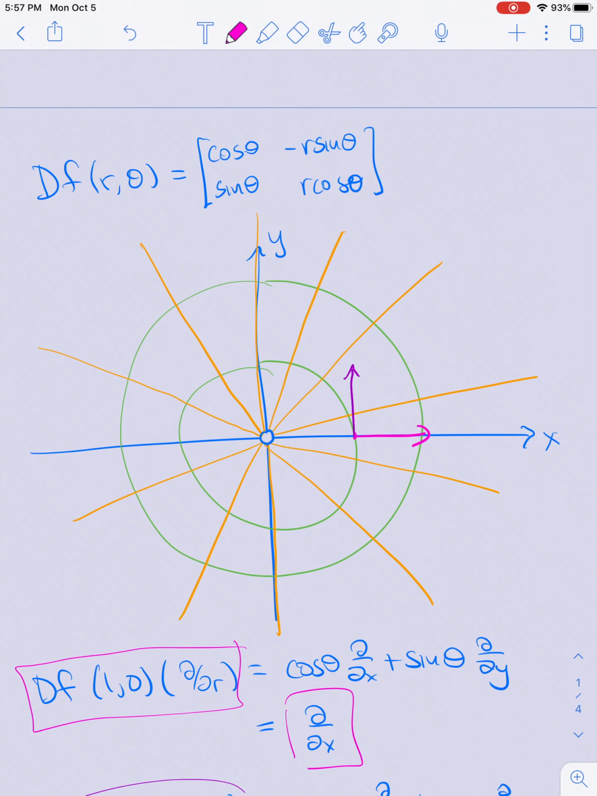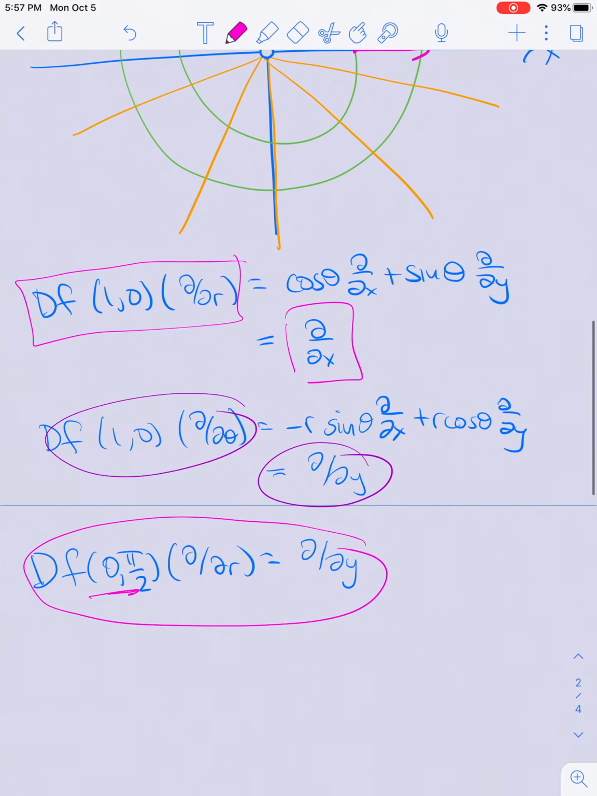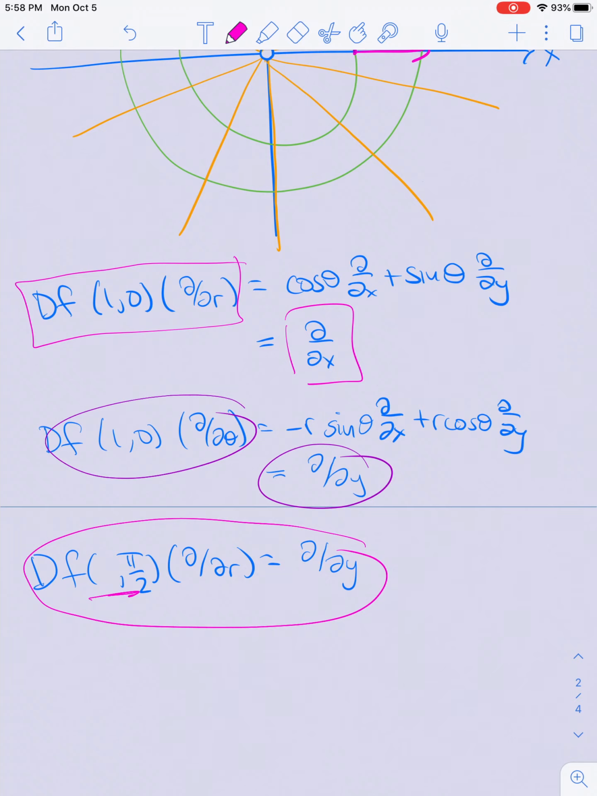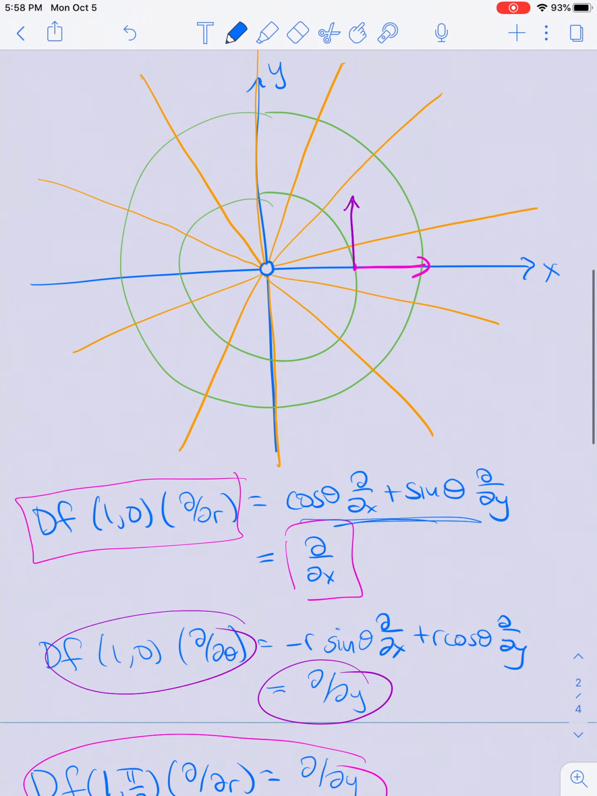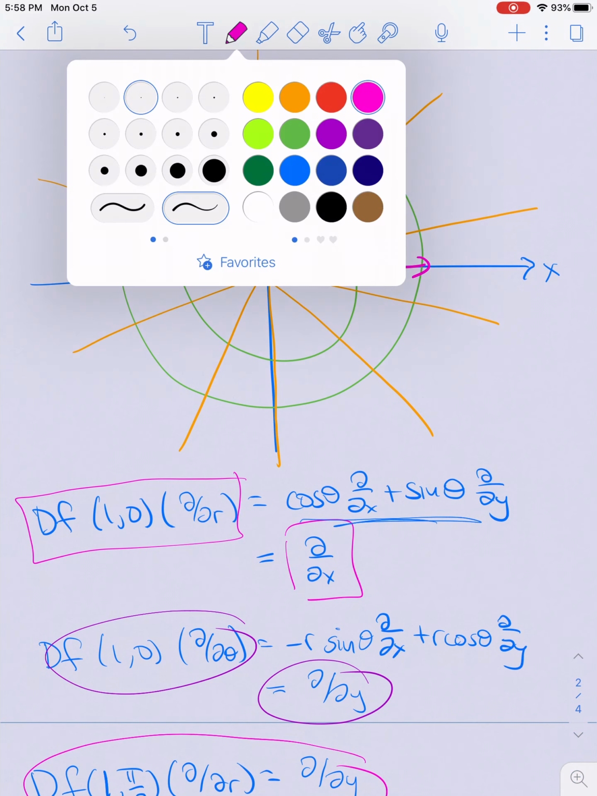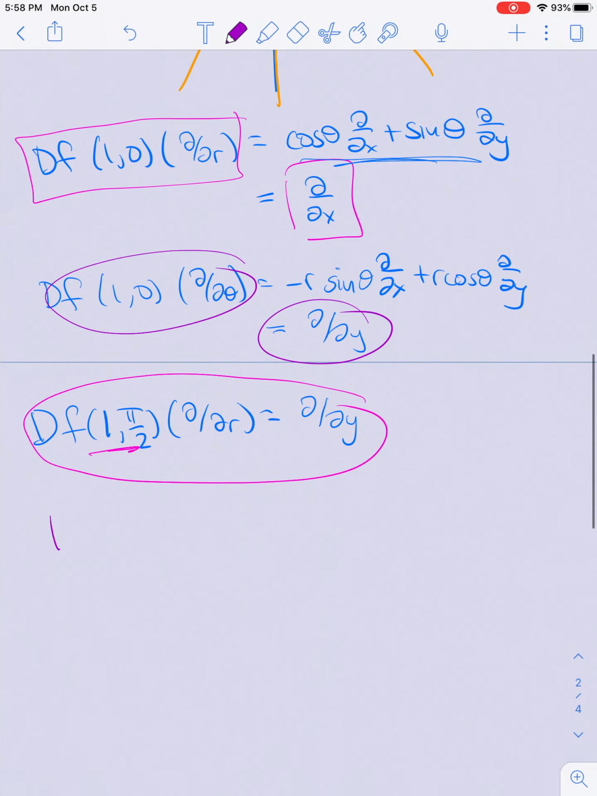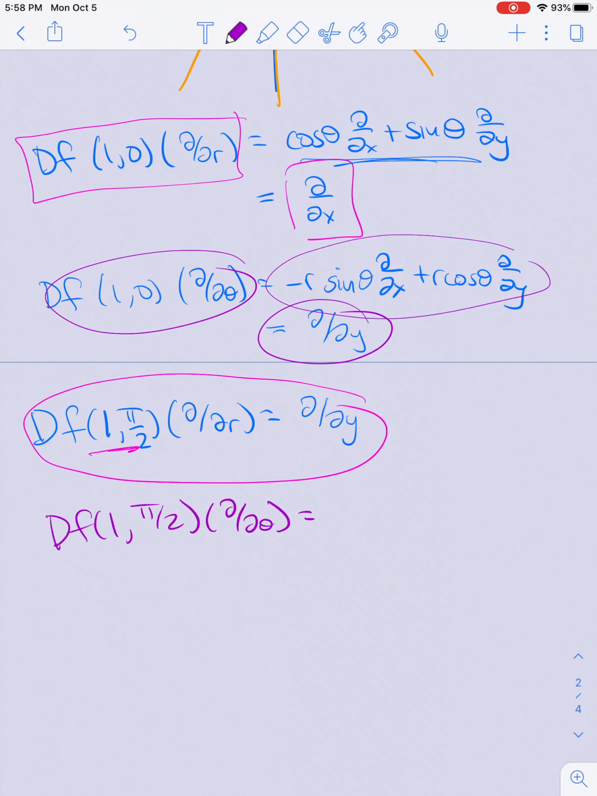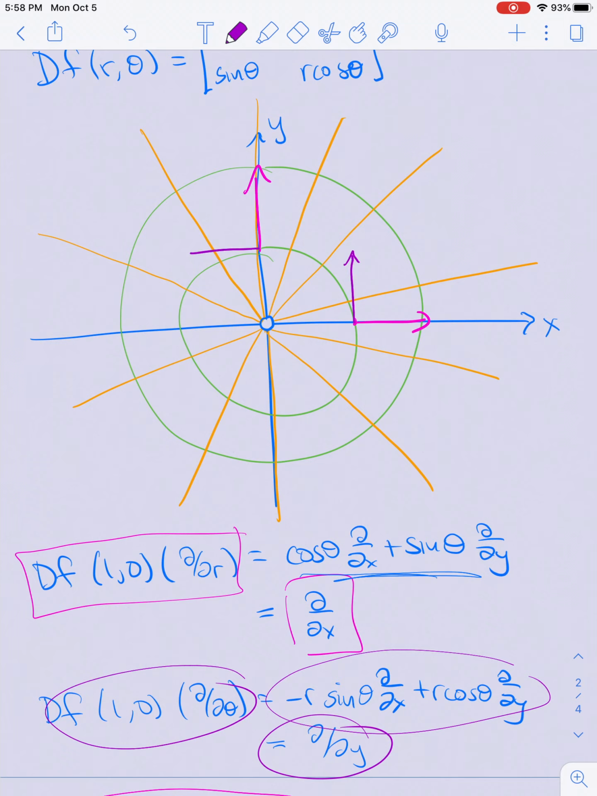So I was at 0 pi, or 1, I don't want to be at 0, I want to be at 1. Sorry, 1 pi over 2. The first column doesn't depend on r, so it doesn't matter. So I want to be here. And then I'll just do this whole next part in purple. df at 1 pi over 2 of d by d theta is equal to, so now plugging in r equals 1, I get negative d by dx. So then this is right here.